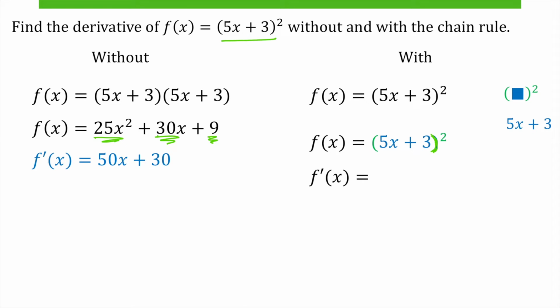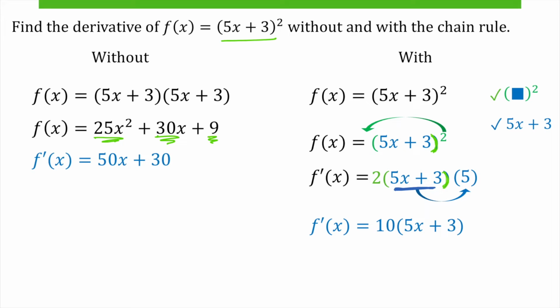So when I take the derivative, I start with the outside function. I'm going to bring the exponent forward, drop the power by 1, keeping the inside the same. So I've got the derivative of the outside function. Now I'll take the derivative of the inside function. So the derivative of 5x plus 3 is 5. Got the derivative of the inside function. So if you clean it up a bit, you can see that these are the same answers. Either process works. However, there are some times when you have to use the chain rule.